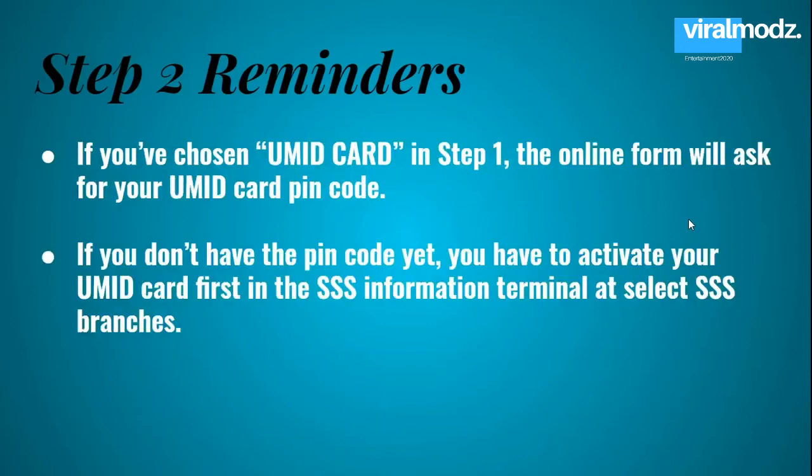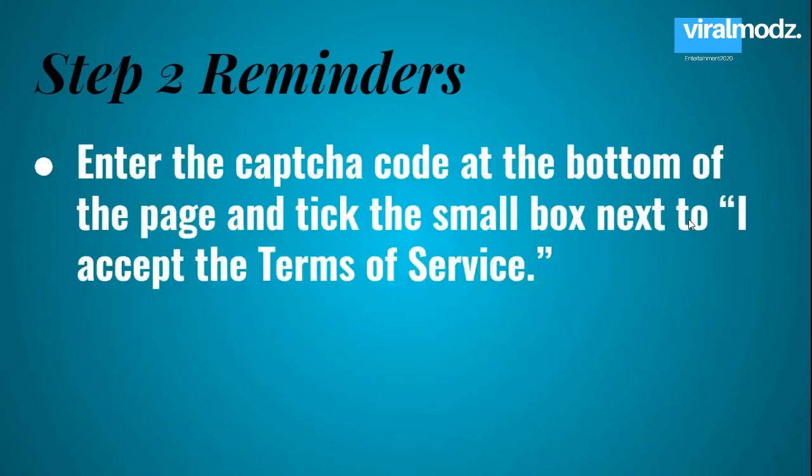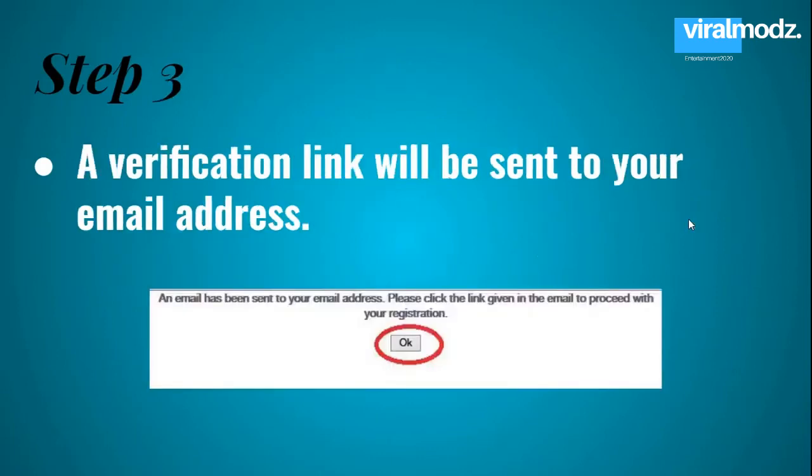If you have chosen UMID card in step 1, the online form will ask for your UMID card PIN code. And if you don't have the PIN code yet, you have to activate your UMID card first in the SSS information terminal at select SSS branches. Then again, you have to enter the CAPTCHA code at the bottom of the page and tick the small box next to I accept the terms of service so that you can click submit and go to the next part of the registration.